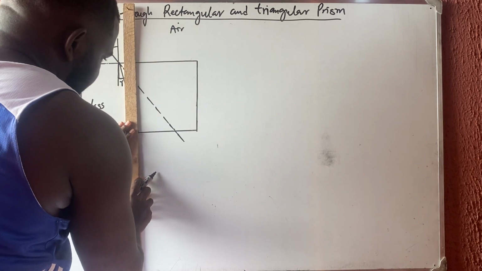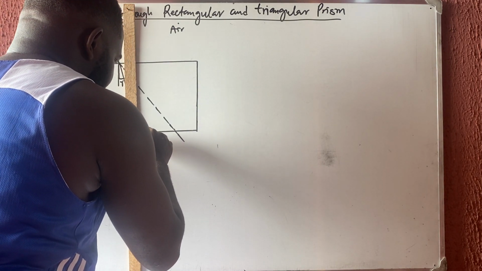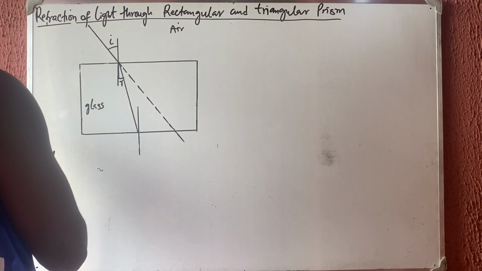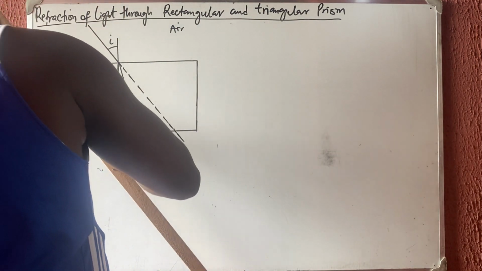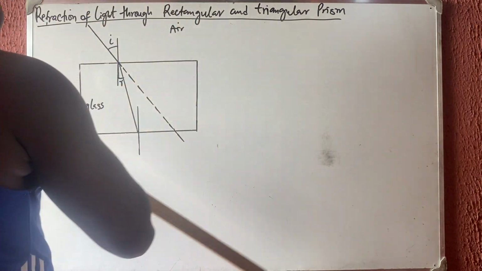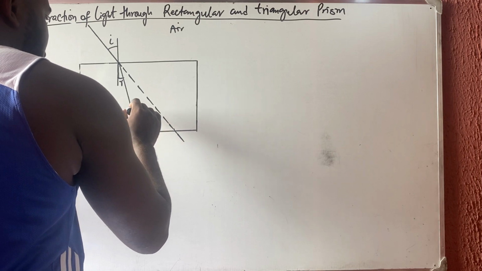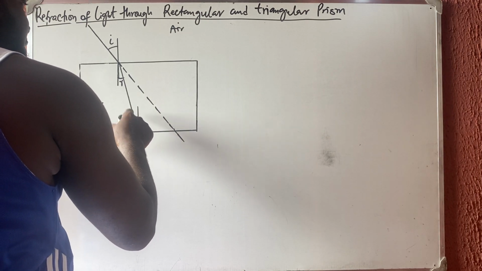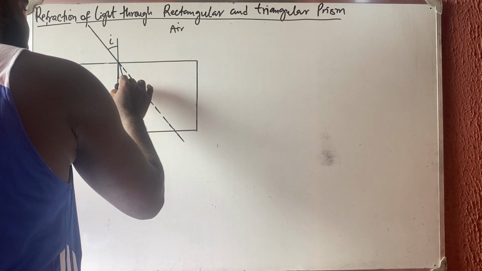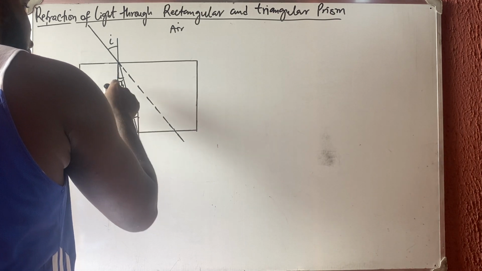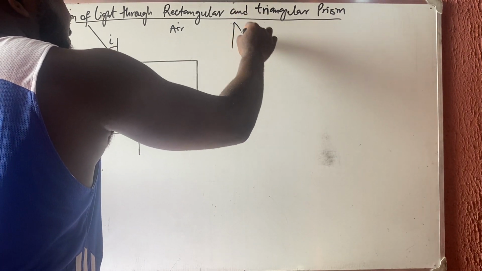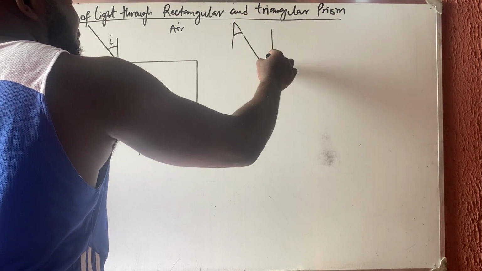Now coming to this place, I'm going to have my normal here. This one is now going to move this way, and this now becomes the new incident ray inside. Here is the alternate angle. Let me call this r1 and r2. You should know that r1 should be equal to r2 because of alternate angles. Here must be equal to here.